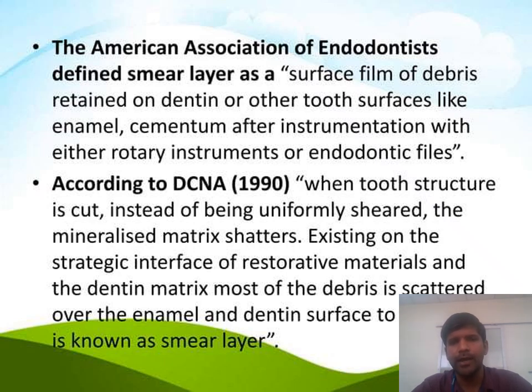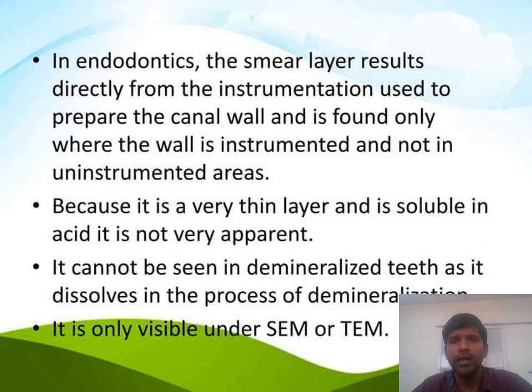According to DCNA, in the year 1990, when the tooth structure is cut, instead of being uniformly sheared, the mineralized matrix shatters. Existing on the strategic interface of restorative materials and the dentin matrix, most of the debris is scattered over the enamel and dentin surface. This is known as smear layer. In endodontics, the smear layer results directly from the instrumentation used to prepare the canal wall and is found only where the wall is instrumented and not in uninstrumented areas.